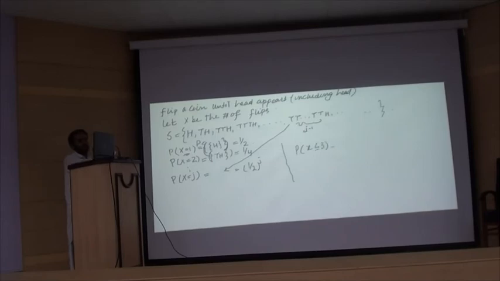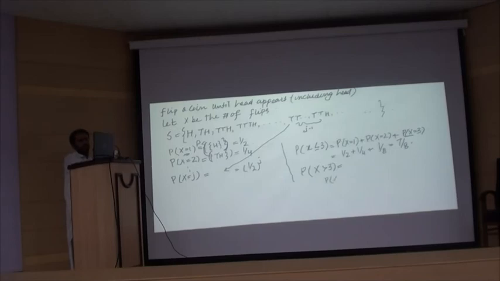Sometimes we write inequalities as well. For example, how about the probability that x is less than or equal to 3? It means the probability that x is equal to 1 plus the probability that x is equal to 2 plus the probability that x is equal to 3. You can check that all these events are disjoint, so that's why we can sum their probabilities. So the probability will be 1 over 2 plus 1 over 4 plus 1 over 8, which gives 7 over 8.